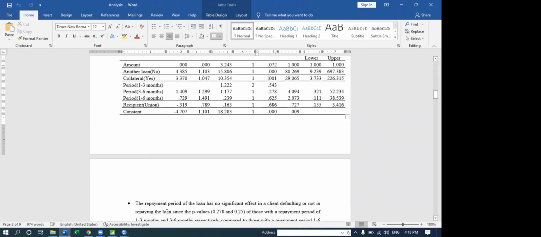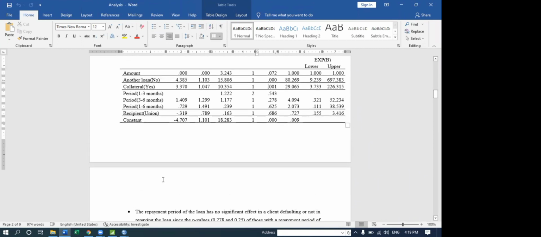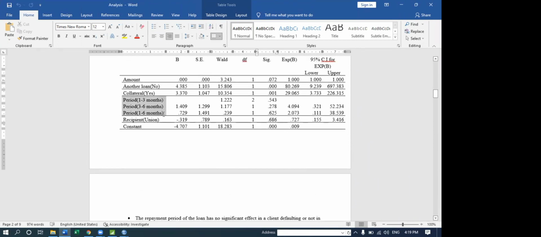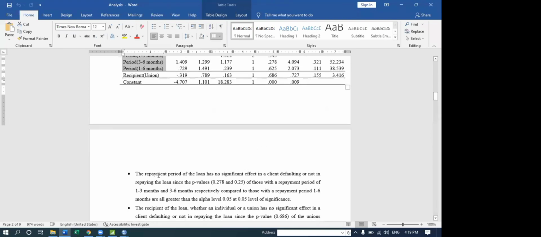So look at our table. The first one is what? The repayment period. So we are talking about period. The first variable I interpreted there is period. I told you it's not significant. That's the only thing we tell them. So the repayment period of the loan has no significant effect in a client defaulting.